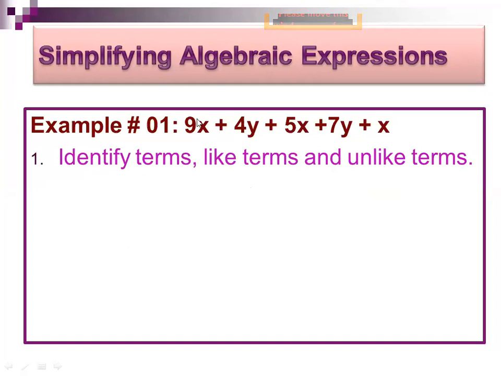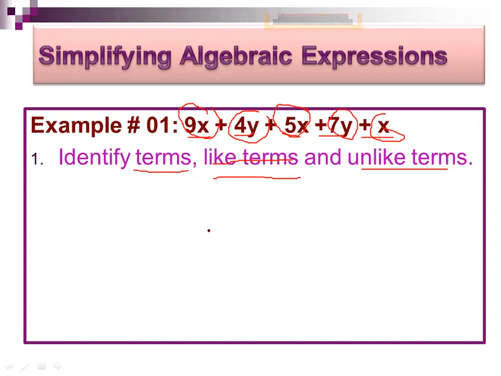First of all, to simplify this type of algebraic expression, identify the terms. First you will identify the terms, then like terms and unlike terms. So what are the terms here? These are your terms, 1, 2, 3, 4 and 5. So there are 5 terms. Now identify the like terms. The like terms are 9x and 5x, as well as this x. And the other like terms are 4y and 7y.